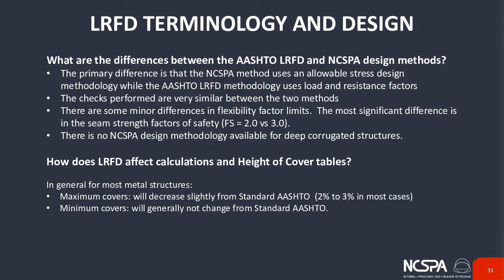So the primary difference is that the NCSPA method still uses allowable stress design. So we talk in terms of factors of safety. And so we'll apply factors of safety to the design limits, such as the seam strength values, or the yield strength would have a factor of safety applied to it to get down to what the allowable stress would be.